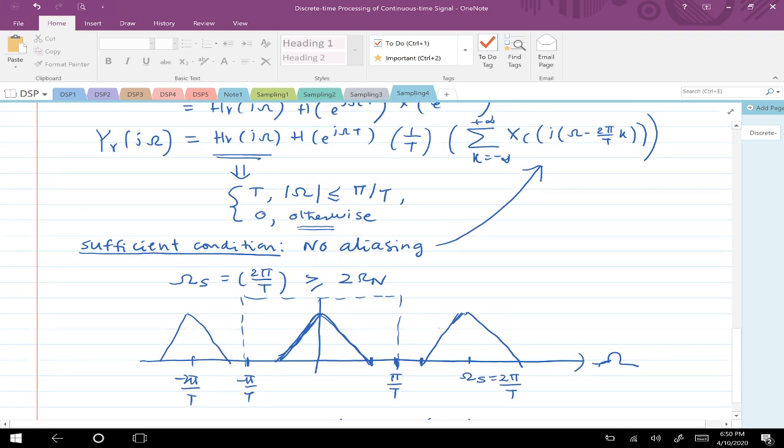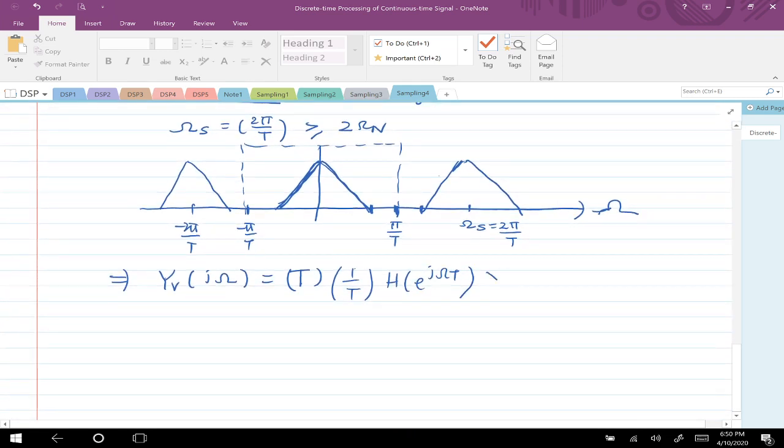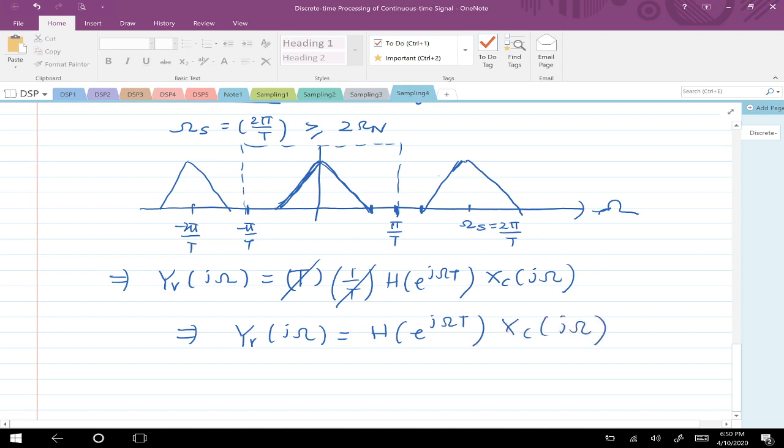Notice here only the copy at k equal to 0 gets selected. The rest will not be there because Hr of j omega is 0 for it. So I could simply write here Xc of j omega. Hope you are following. So what did I get here? My Yr of j omega equals H of e power j omega T times Xc of j omega. Very, very important relationship.